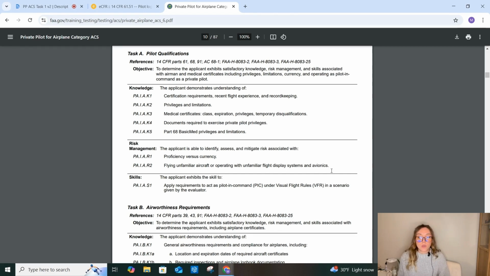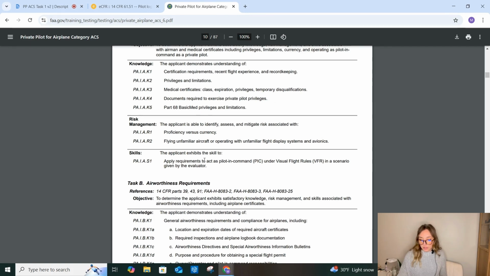So let's say you have your private pilot license, you only fly Steam, and you want to rent a G1000 or an airplane with different avionics or a different plane altogether. The recommendation here, most likely, is to fly with the CFI first. You know, get familiar with the plane, and then you could take it up alone or with passengers.